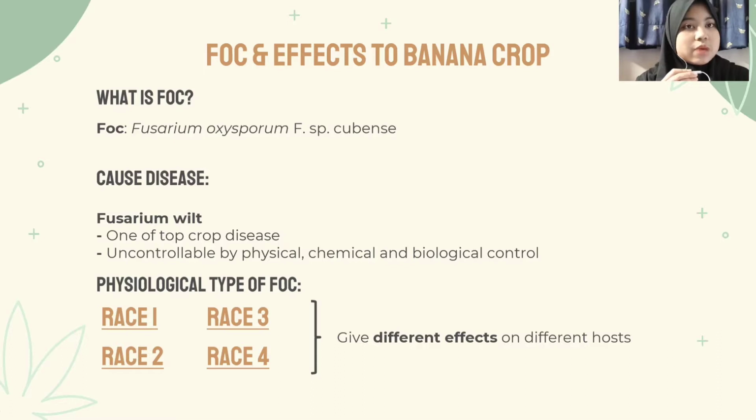Before I move on to how transgenic banana is developed, we must first know why transgenic banana is developed. The cause is a disease called FOC. FOC is short for Fusarium oxysporum cubense. It is one of the deadliest crop diseases and cannot be controlled by biological, chemical, or even physical controls. Under FOC, there are 4 types of races, which are race 1, 2, 3, and 4, and each of these races gives different effects to the host plant.